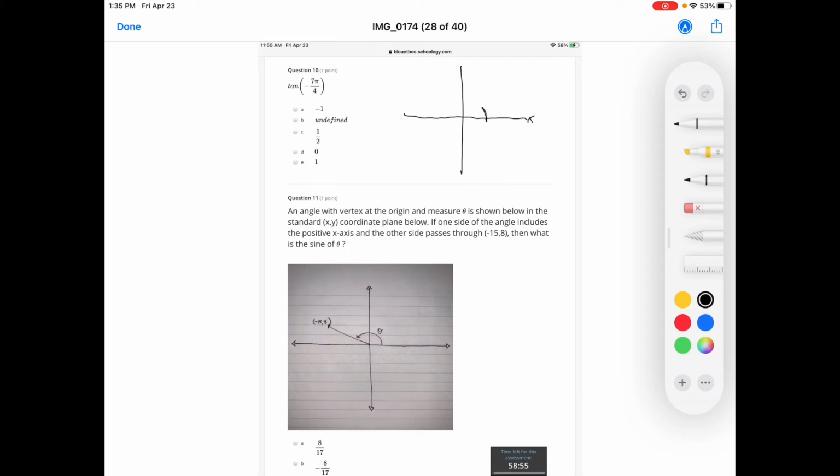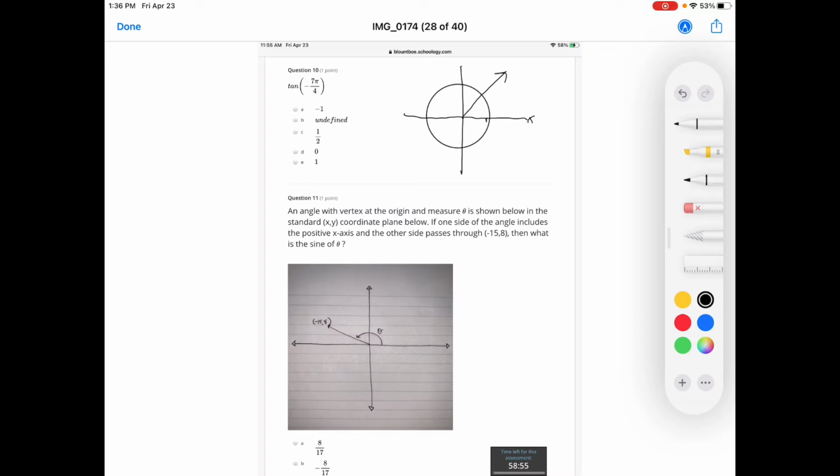If it's positive 7 pi over 4, every pi over 4 is 45 degrees. So 1 pi over 4, 2 pi over 4, 3 pi over 4, 4 pi over 4, 5 pi over 4, 6 pi over 4, 7 pi over 4. Positive 7 pi over 4 would be right there. But this wants negative 7 pi over 4, so we're going to go in the negative direction. Negative 1 pi over 4, 2 pi over 4, 3 pi over 4, 4 pi over 4, 5 pi over 4, 6 pi over 4, 7 pi over 4, right in the middle, in the first quadrant.